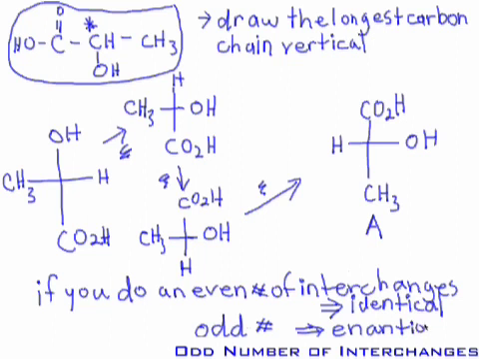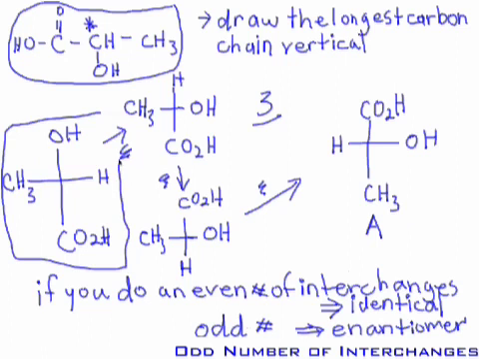Well, we said we did 3. We did 3. 3 is an odd number. That means this structure right here, our original structure, is the enantiomer of A. Now you might say, oh, it doesn't look like a mirror image. Well, that's just because of the orientation you're looking at.